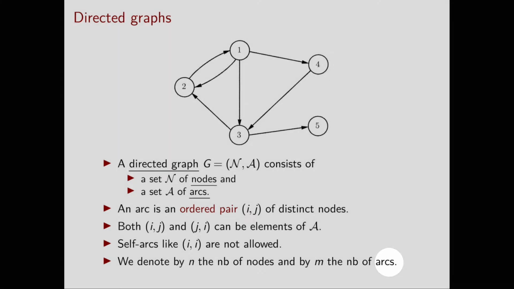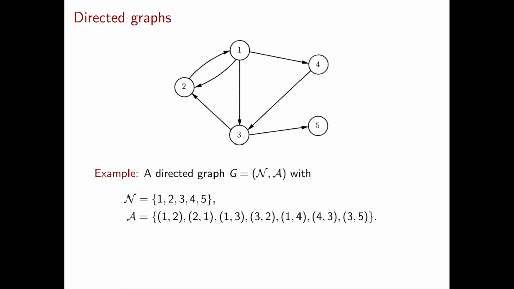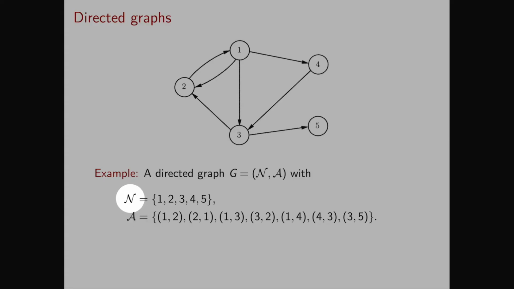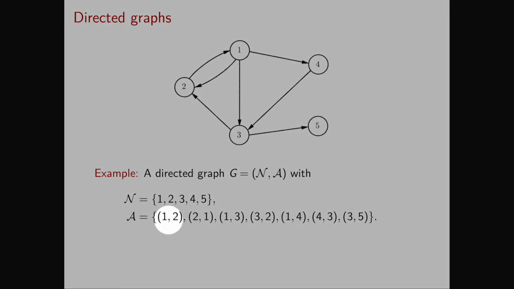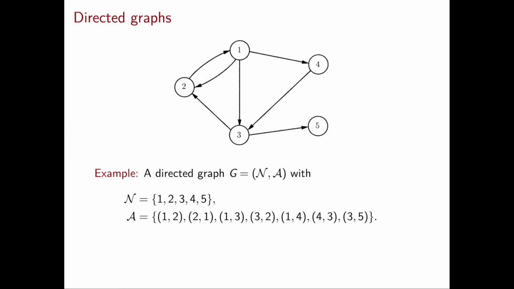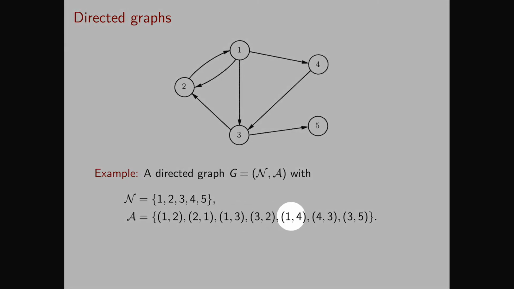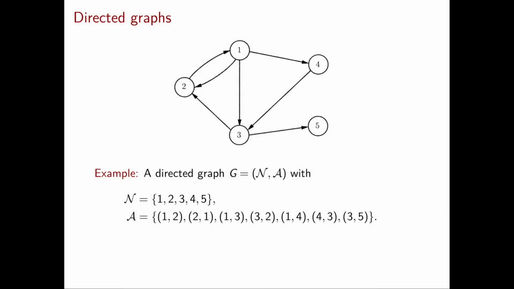Now that we have defined a directed graph, we can now write down formally the directed graph in our example. The node set is the set containing 1, 2, 3, 4, and 5, and the set of arcs is the set containing the arc (1, 2), which is this arc from 1 to 2, the arc (2, 1), which is the arc from 2 to 1, and then the arcs (1, 3), (3, 2), (1, 4), (4, 3), and (3, 5).